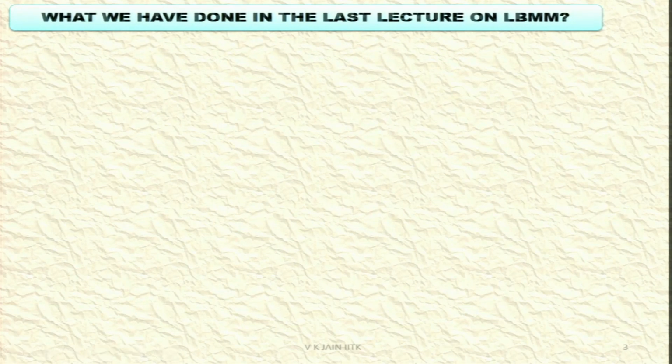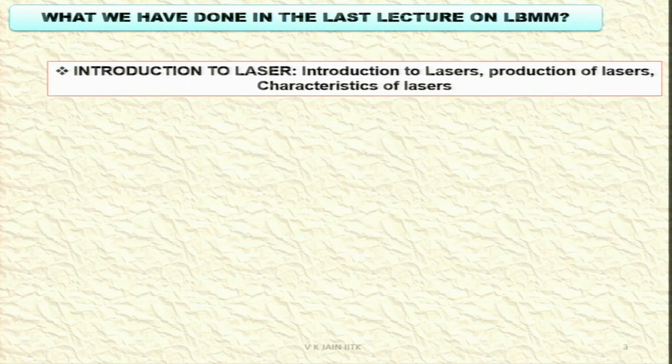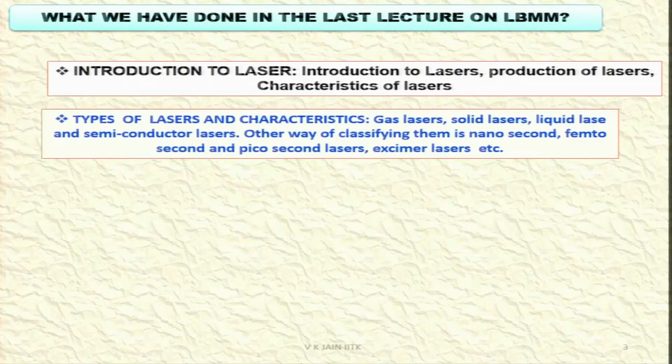What we did in the last lecture on laser beam micromachining: introduction to laser, introduction to laser production, characteristics of lasers. Then we discussed types of lasers and characteristics, specifically gas laser, solid laser, liquid laser, semiconductor lasers, and then this is LASER.